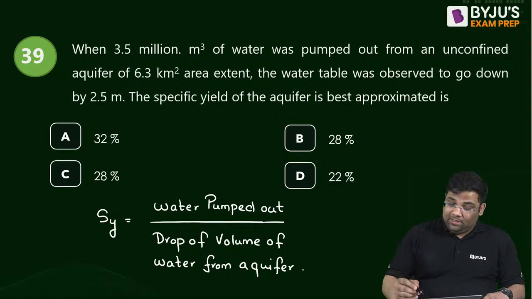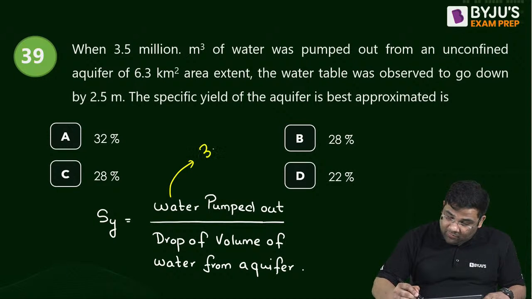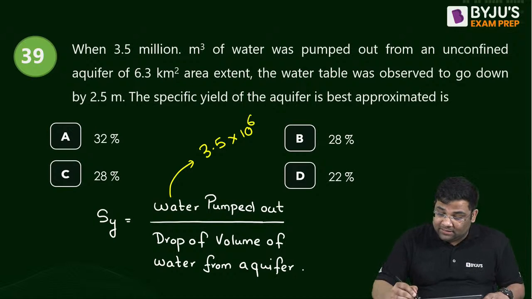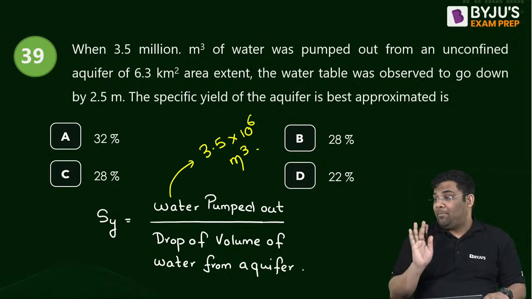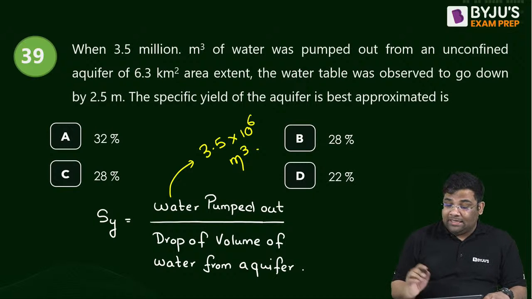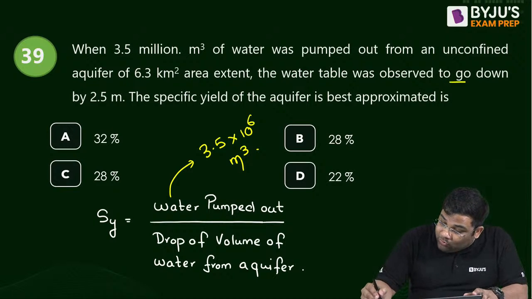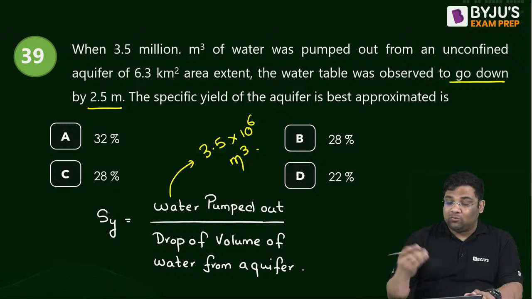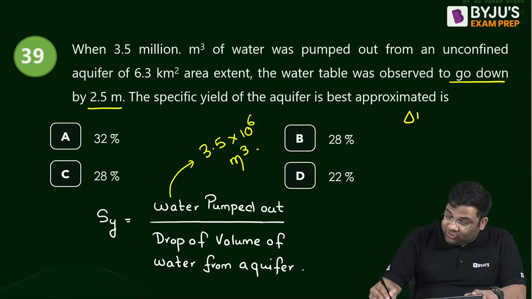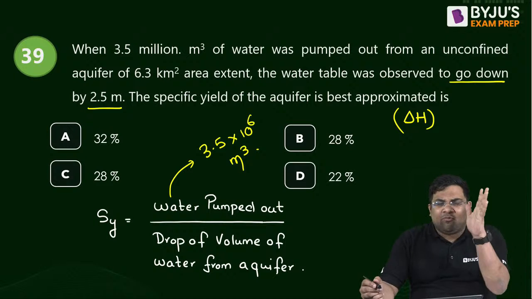You see, here what has happened? You have pumped out water. How much pumped out water? 3.5 into 10 to the power 6, meaning 10 to the power 6 meter cube of water is pumped out. Now see the drop in the volume of water. You see it has gone down by 2.5 meter. This is what I can say is delta H, the drop in the height of the water level in the aquifer.